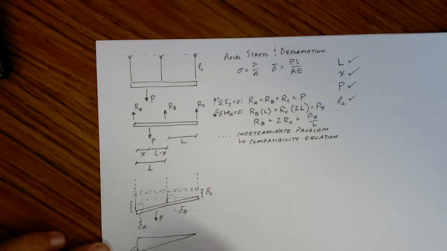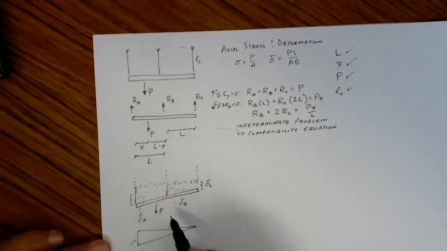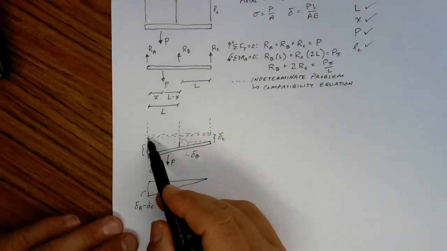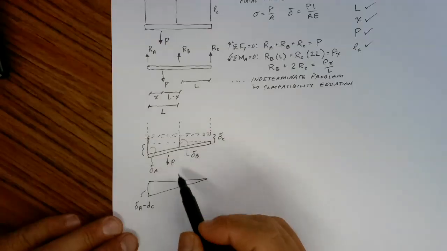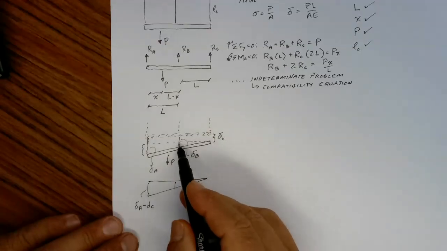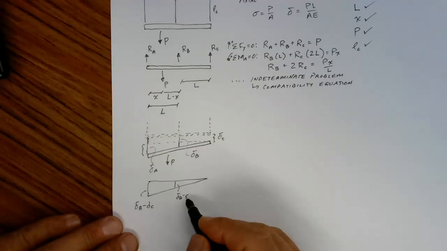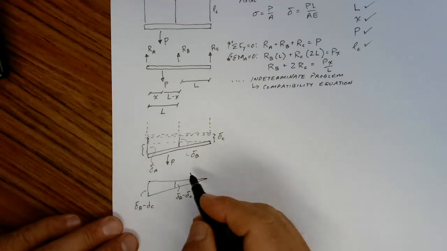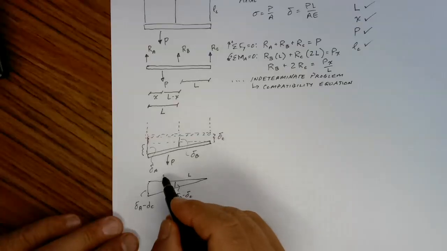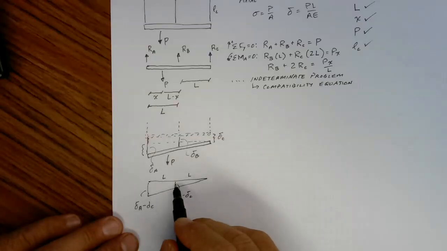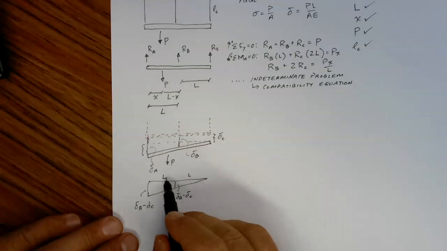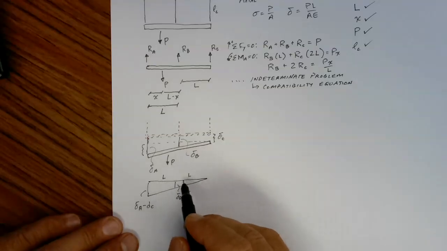This triangle is delta A minus delta C, because delta C is up here. And this amount right here is delta B, the total deformation of B, minus delta C. And this is length L, and this is length L. If this wasn't centered, if this cable wasn't in the center, you'd have different volumes here.